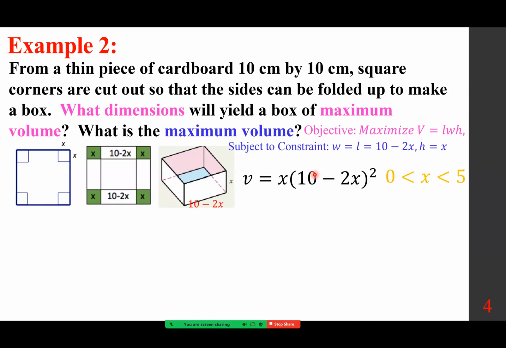The second way, if you set this one equal to 0, x becomes 5. So if you choose x to be larger than 5, then this side, for example, becomes what? Negative. You can't have that. So x must be between 0 and 5, which is an open interval.